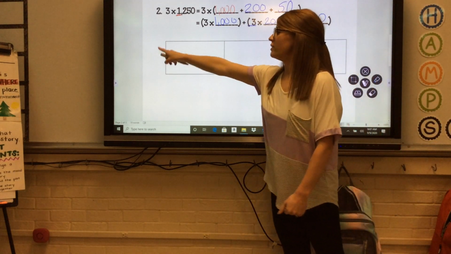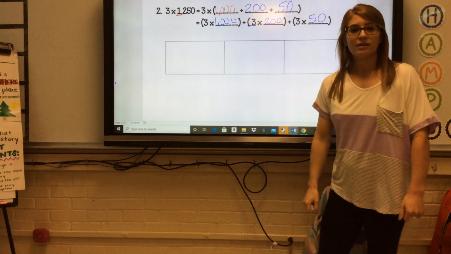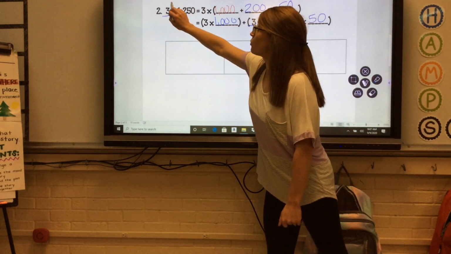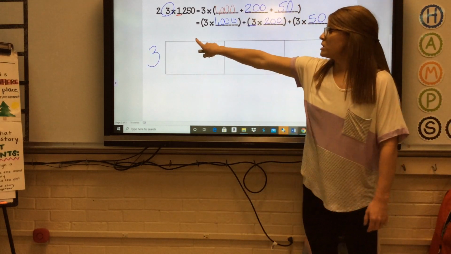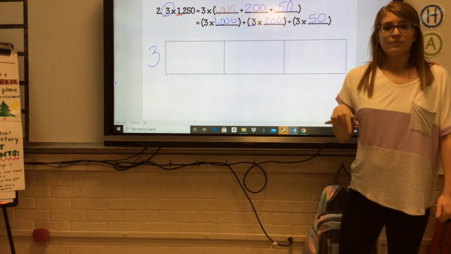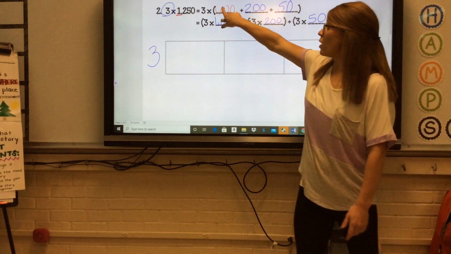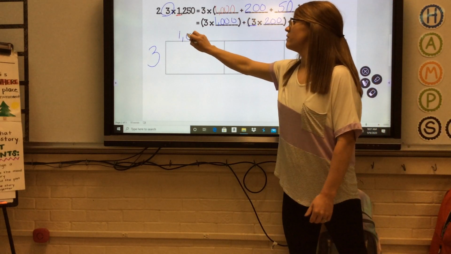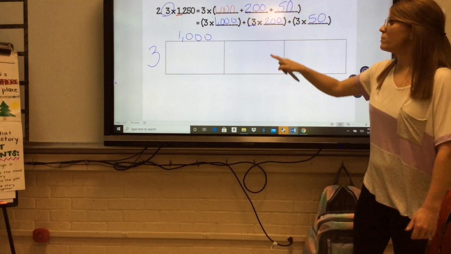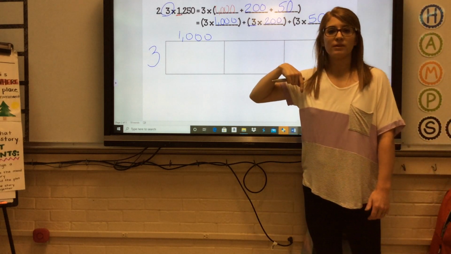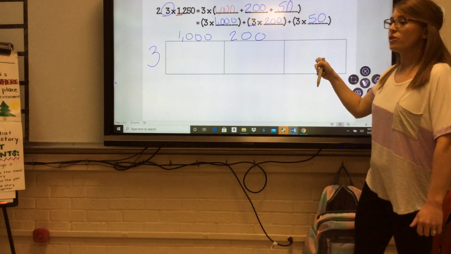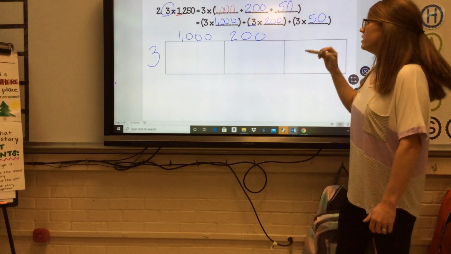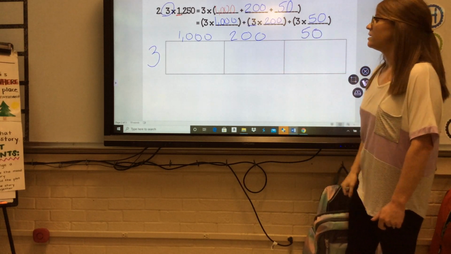What is going to go on this side over here? Very good. This 3 is going to go here. What's going to go above my first box? Yes, exactly. This 1,000, that first value that we found. What about the second box? Very good. 200. And the third one? Very good. That is 50.